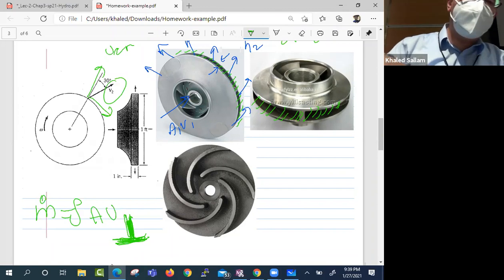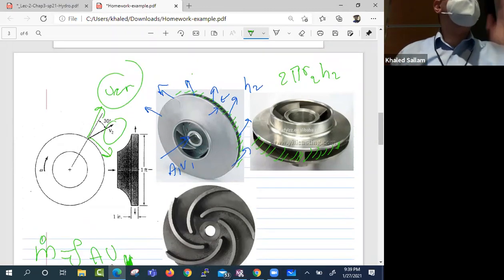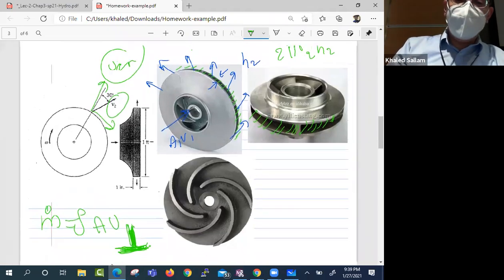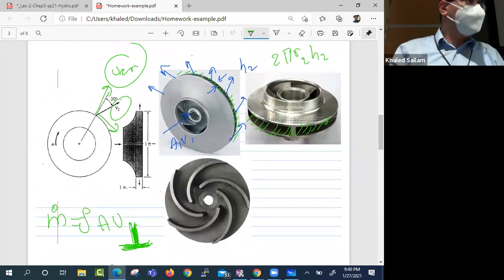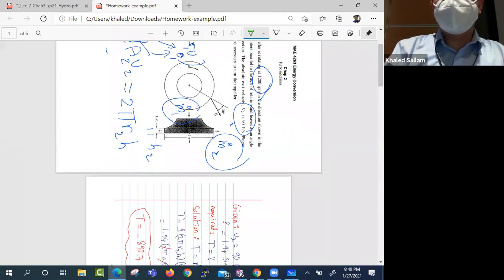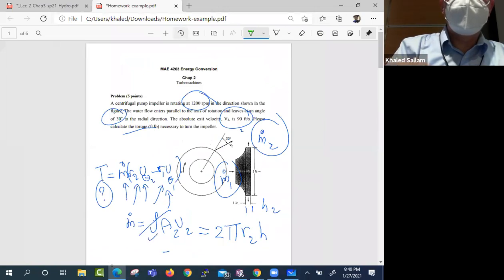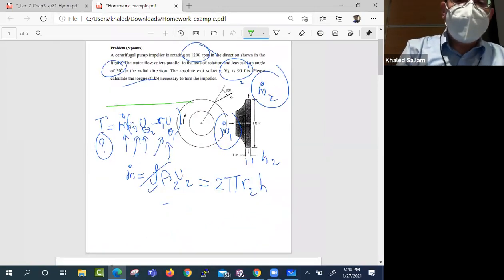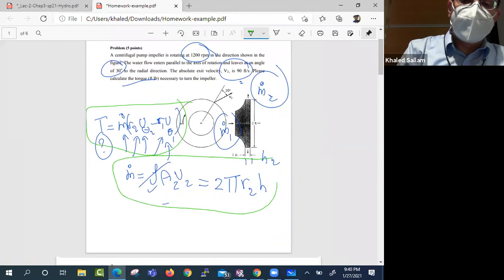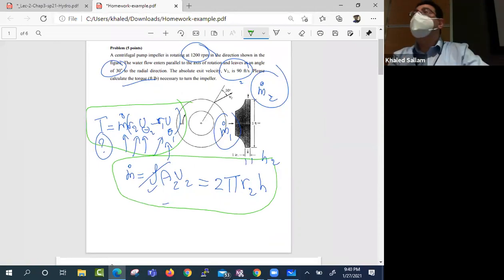So V2R is normal to the area. V2 theta is parallel to the area. So the one that will actually cause the actual flow rate to come out is V2R. Make sense? Yes? Okay. So then those are the two equations that we use to calculate the two.